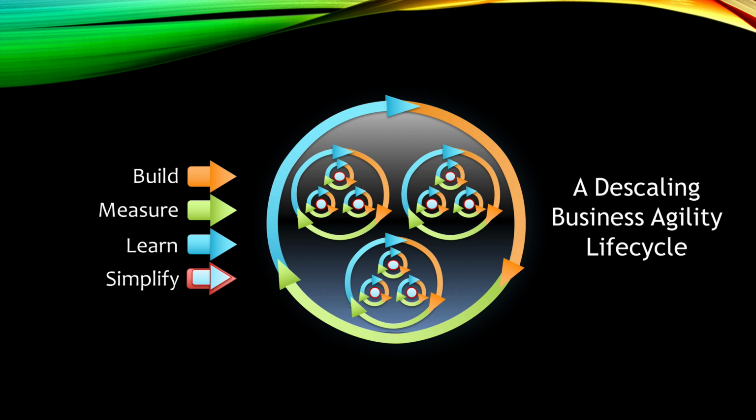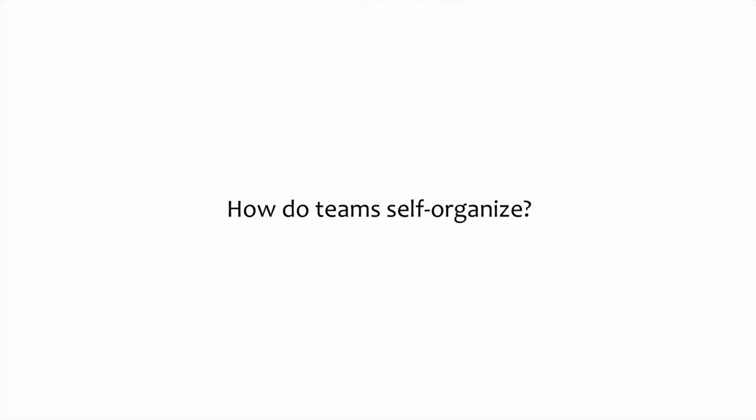Tonight we're talking about the Camelot Model, a descaling business agility lifecycle. It's called Camelot because it's only a model. It's an illustration of useful patterns for autonomy and alignment, not a framework to follow.